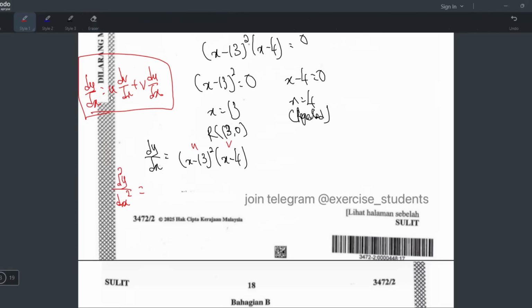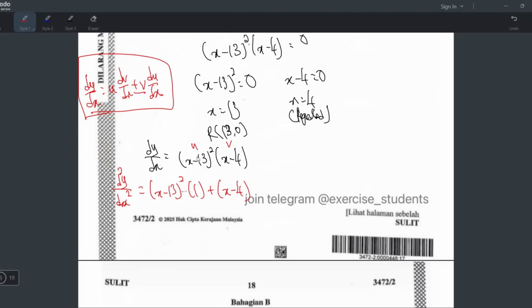So first we have to write the u. So the u is (x minus 13) square. Just copy and paste. And then we have to do the dv dx, basically differentiate x minus 4. Differentiate x is 1. Differentiate negative 4 is 0. So just left with 1 only. And then plus v. So plus, and then the v just write x minus 4 in bracket. And then the last thing you have to write is du dx. Basically, you have to differentiate (x minus 13) square.